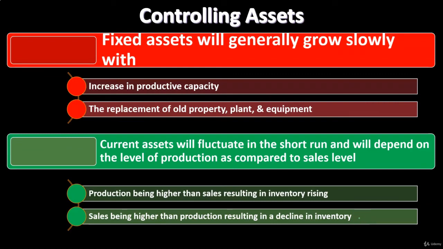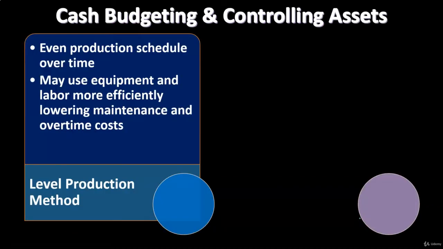Sales being higher than production results in a decline in inventory. So obviously if the sales are higher than the production, you're going to have a decline in inventory and possibly a shortage that could result from that situation as well. And again, you might have that scheduled into your plan. If it's not in the plan, then it could cause unexpected problems such as shortages and not being able to make the sales that you could have made otherwise.